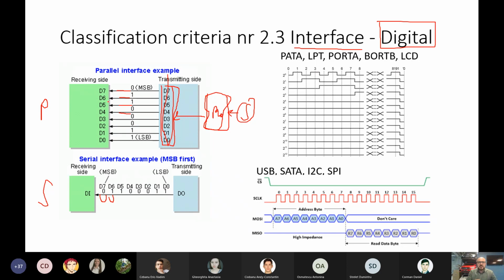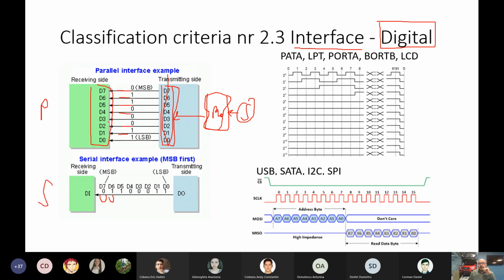I will start again with the initial values. Here in the parallel interface, we are sending 8 bits at a time. Here we send 1 bit in a cycle. So apparently we can say that this interface is 8 times faster, and yes, it's faster.